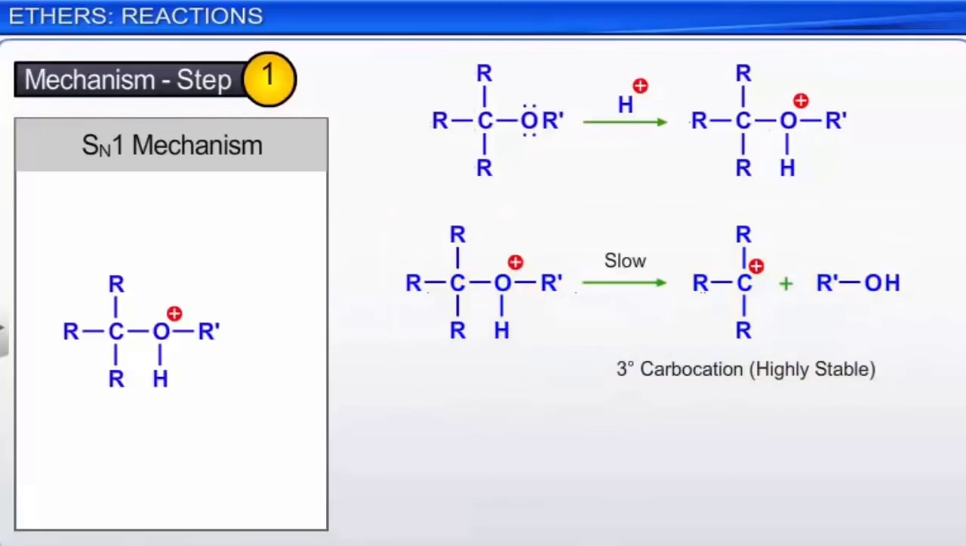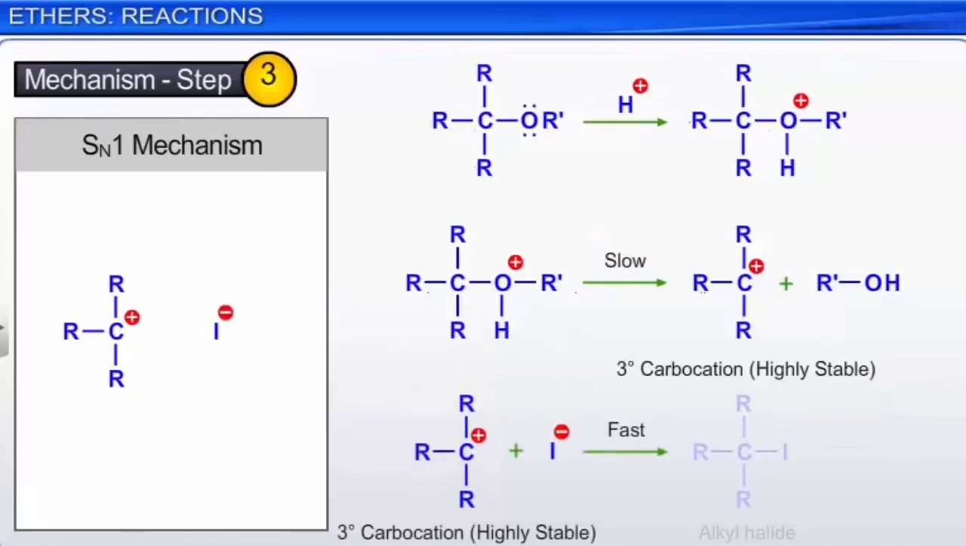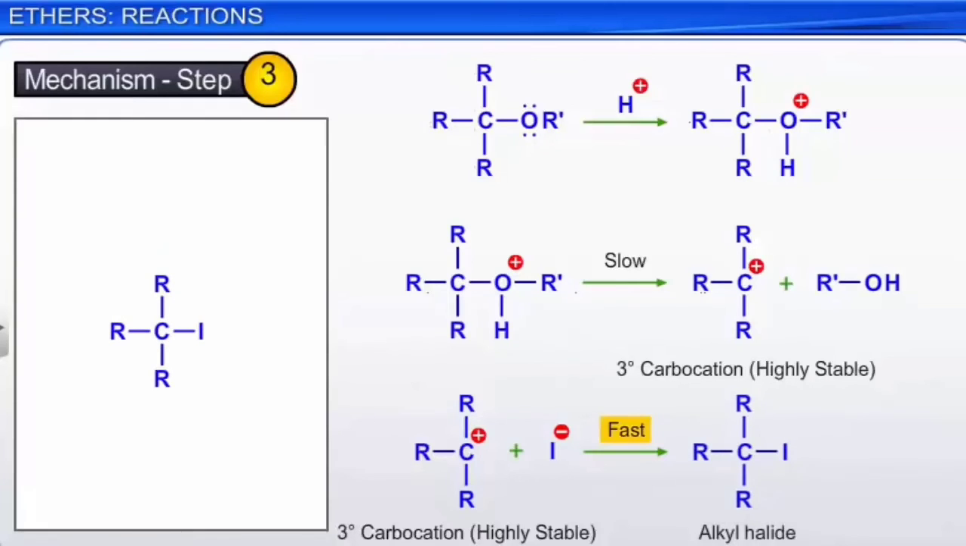In step 2, the dialkyl oxonium ion forms a carbocation as the less substituted alkyl group leaves. Notice that there is only one reactant in step 2, which is the slow step of the reaction. Then, in step 3, the carbocation attacks an iodide ion and results in the formation of an alkyl halide, which is the fast step of the reaction. Hence, the reaction is a unimolecular nucleophilic substitution reaction.